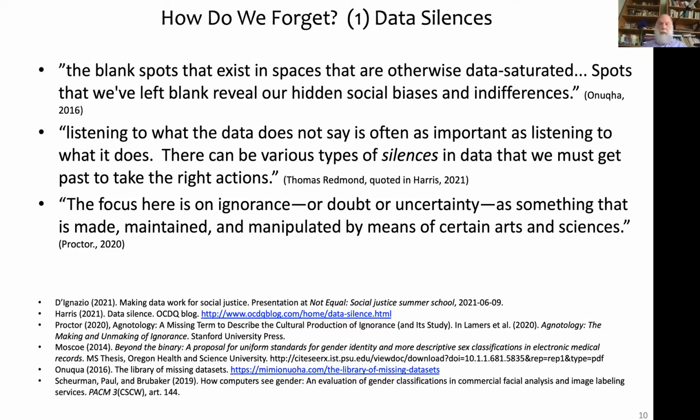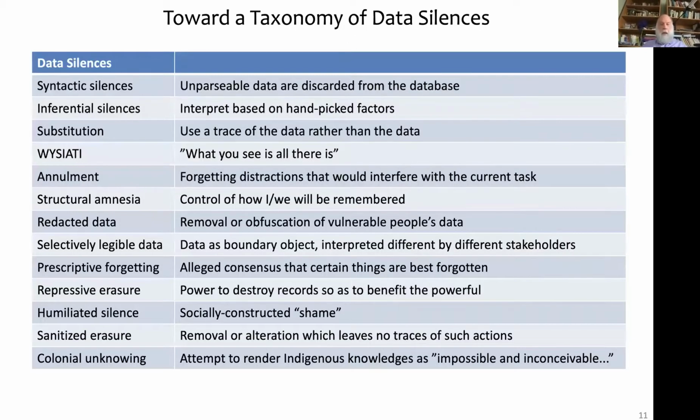And again, I'm going to try not to read everything, but here's Proctor again, so I will read this one. The focus here is on ignorance or doubt or uncertainty as something that is made, maintained, and manipulated by means of certain arts and sciences. We make these silences, we make these gaps as part of the work that we do. And so over the years, people have made taxonomies of data silences. Angelica and I pulled this taxonomy together from multiple sources. I'm not going to talk about all of these. This gives you a sense, but I will talk about roughly two-thirds of them.